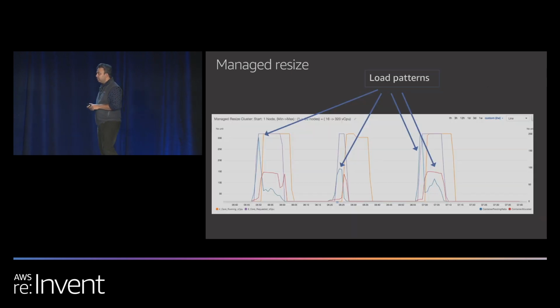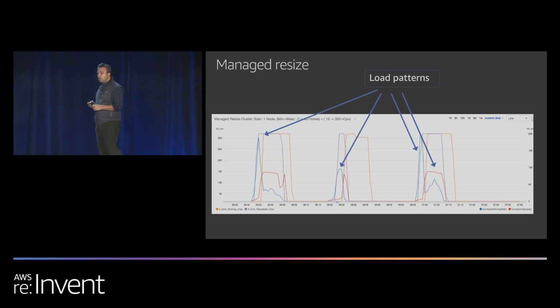So let me show you a couple of experiments. In this experiment, the blue lines are basically load patterns, right? So we took a cluster. This cluster was a one-node cluster. And we enabled managed resize on it and allowed it to scale to a 20-node cluster. And then we said, why don't we put some load patterns on it? And let's try putting some ad hoc load patterns on it. So we will put a lot of load, and then we give it a 30-minute break, then put a lot of load, then give it a 30-minute break.